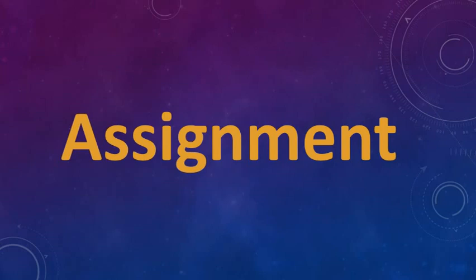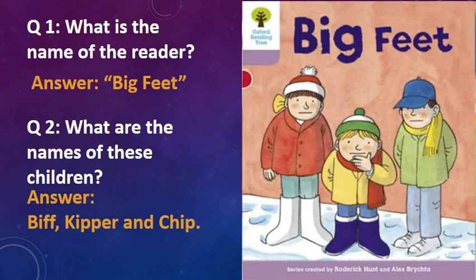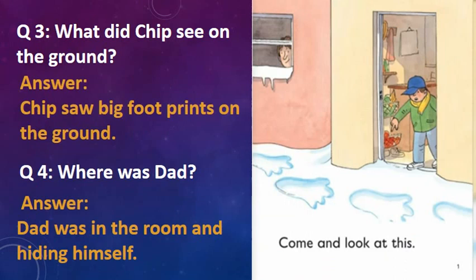Here are some questions for you and you will give me the answer. Question number 1. What is the name of the reader? Answer is Big Feet. Question number 2. What are the names of these children? Answer is Biff, Kipper and Chip. Question number 3. What did Chip see on the ground? Answer is Chip saw big footprints on the ground.